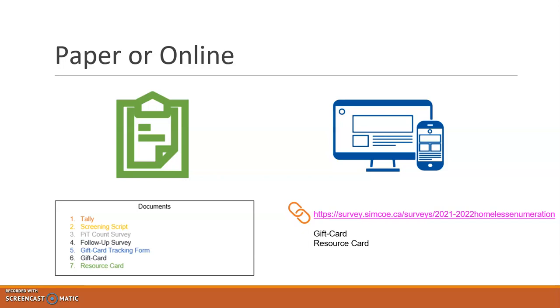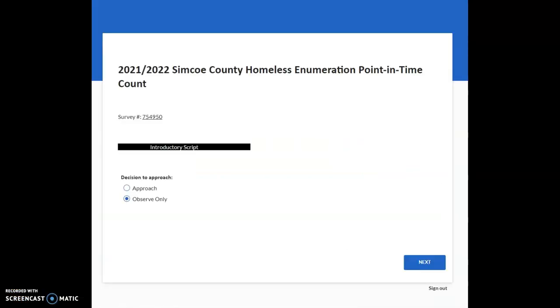resource card. If the survey is completed online, there is one survey link which includes the tally, screening, and anonymous questionnaire. At the end of this survey, there is a separate survey link to collect the follow-up and gift card tracking information, plus the gift card and resource card. The online survey also includes skip logic, which means you are automatically directed to the appropriate question or step based on the responses selected. For this training, I will use the online survey link to go through the survey process and reference how the process may be different if you are using the paper survey.